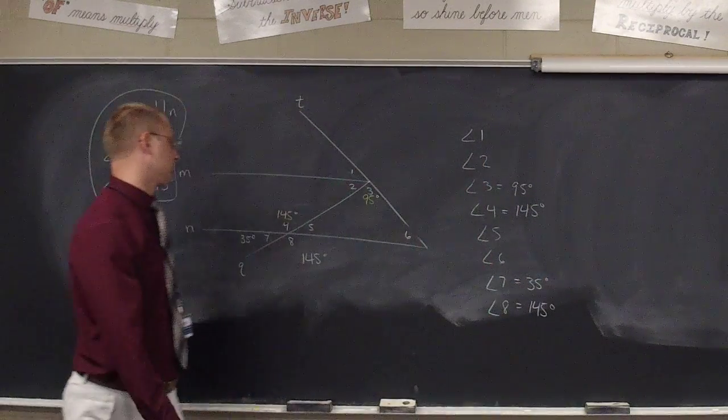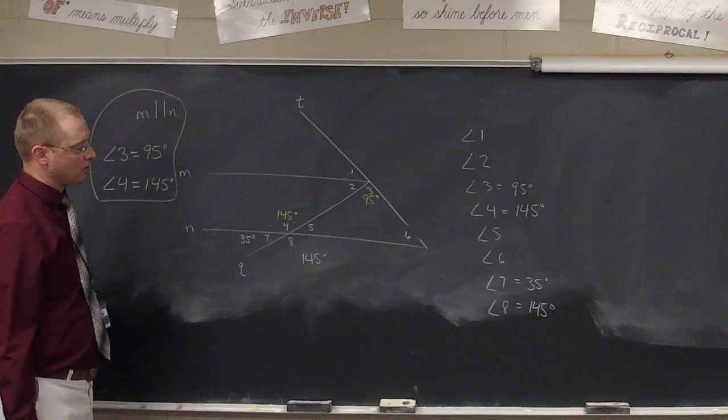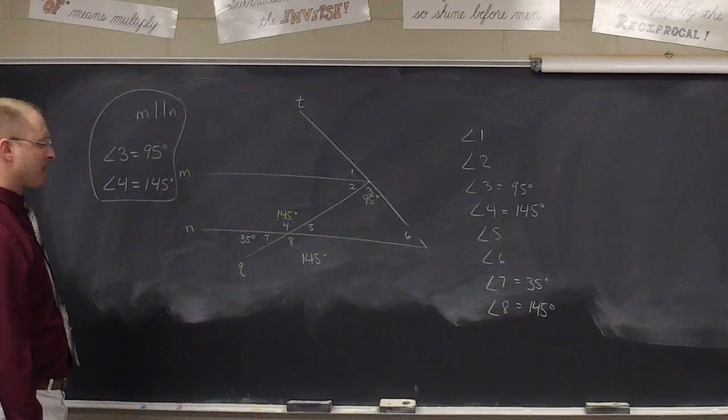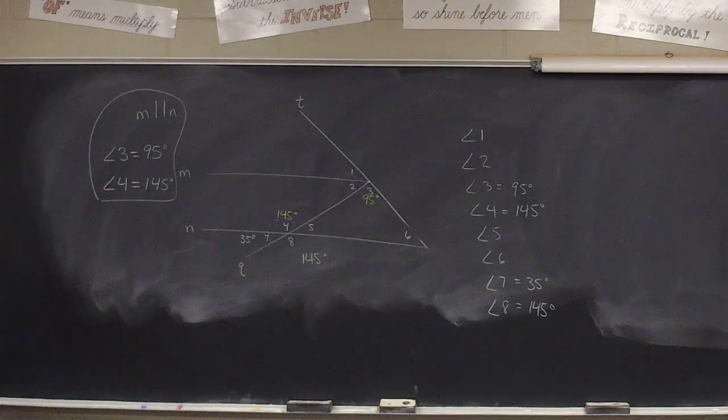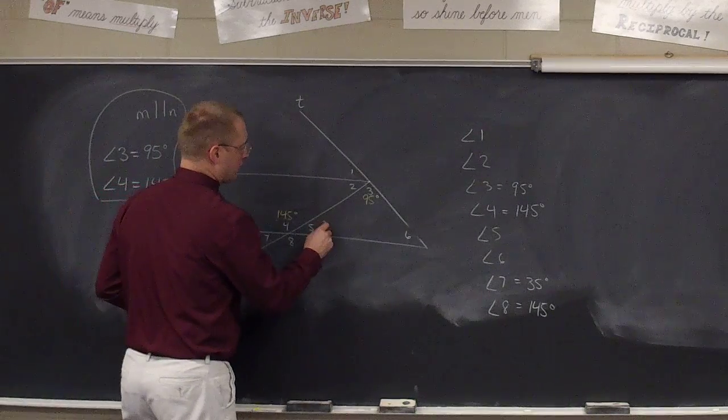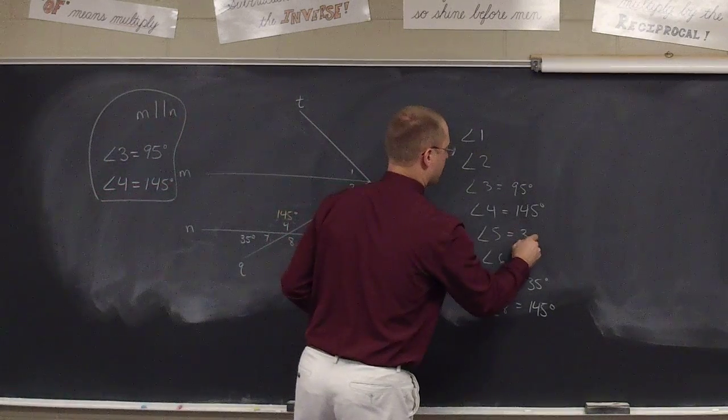Michael? Angle 6 is 50 degrees. Oh wait, we haven't done that. I'm not sure how we get angle 6 yet. Angle 5 is 35 degrees. Okay, angle 5, of course, is also 35 degrees.